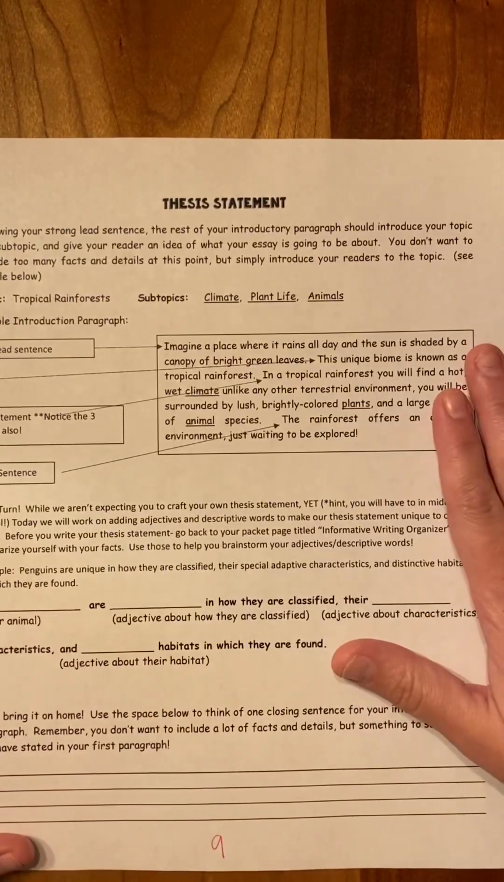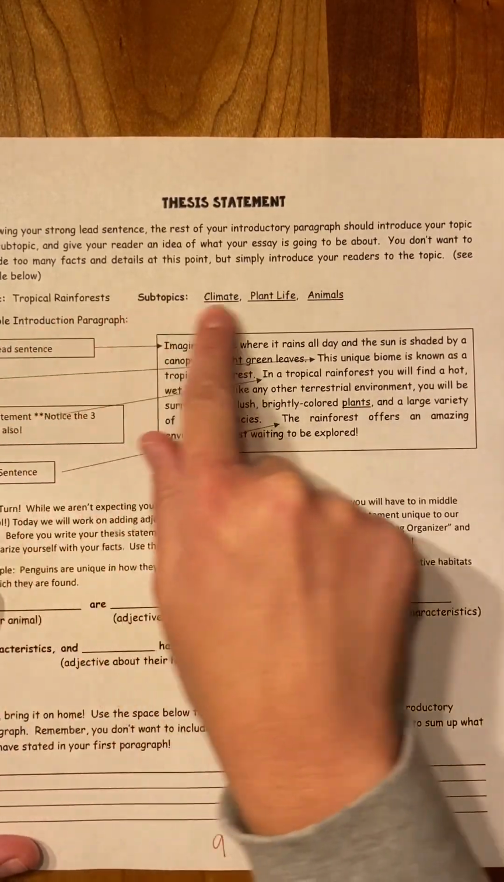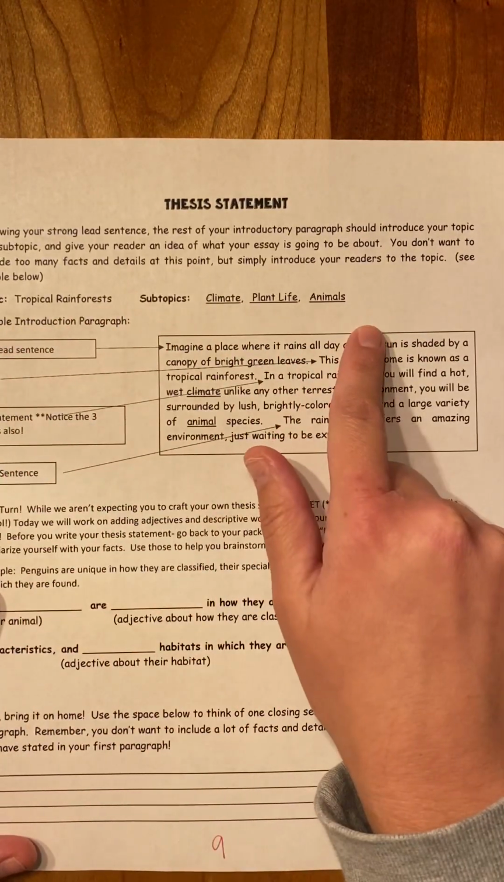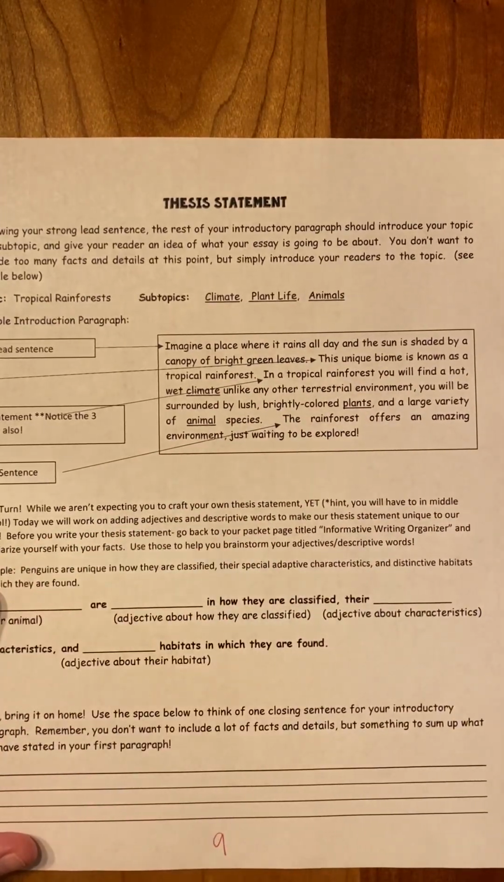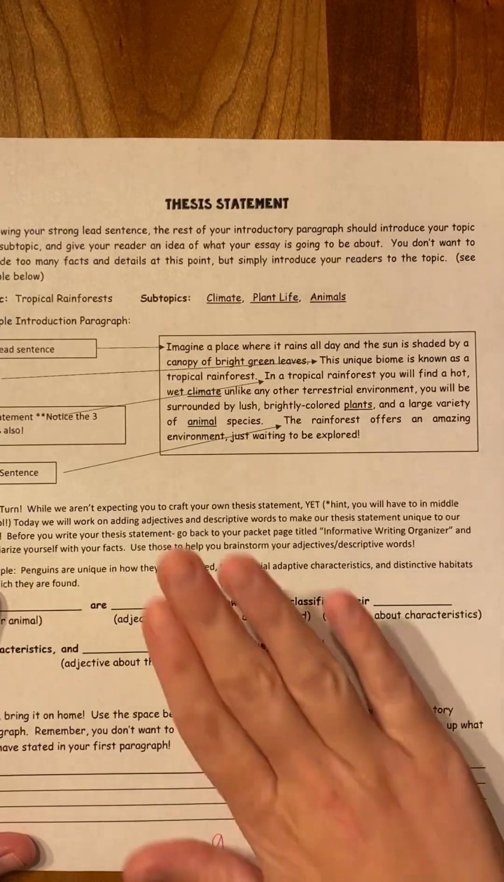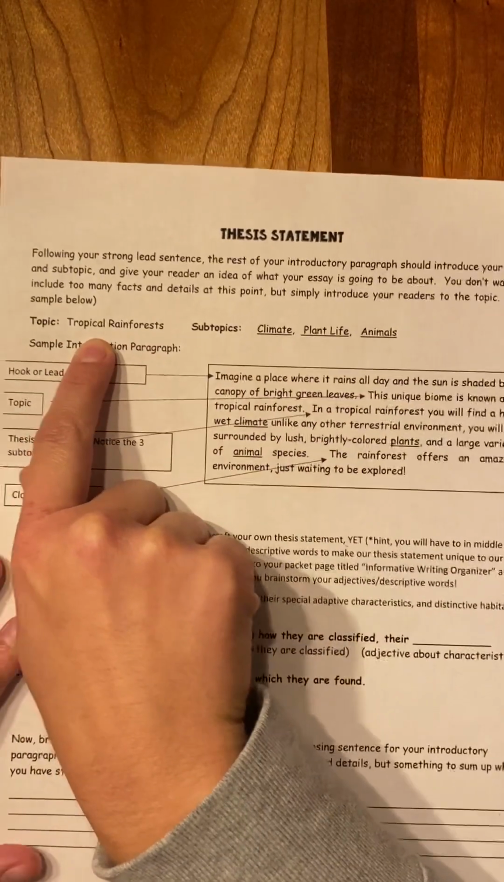So page 9, we have some examples. I did one on tropical rainforest because you were writing your paragraph on animals, and I didn't want to practice on one that you were doing. So I did mine on tropical rainforest. So my topic would be, for example, tropical rainforests.